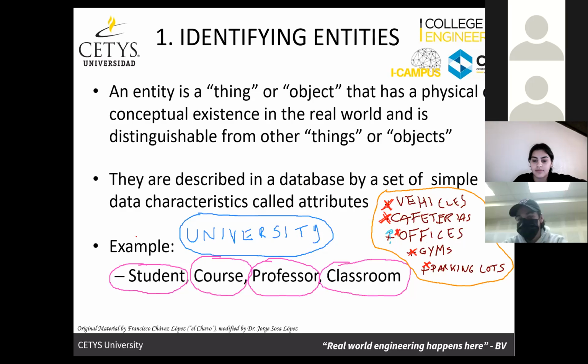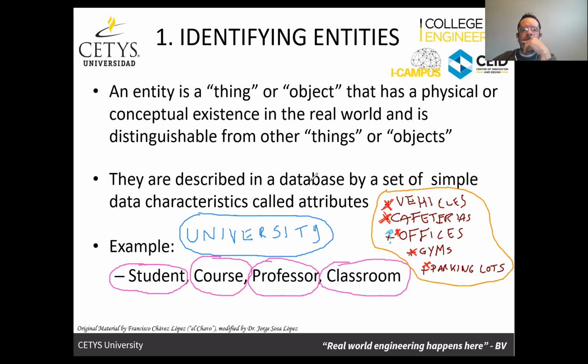So what I'm getting at here is that a university can have many entities, but we have to focus on the context of the problem we're talking about. And in that sense, we have to identify the entities that make sense for the system or the process or the situation that we're talking about. Okay. Questions up to this point? Are we good? Okay. Let's continue.